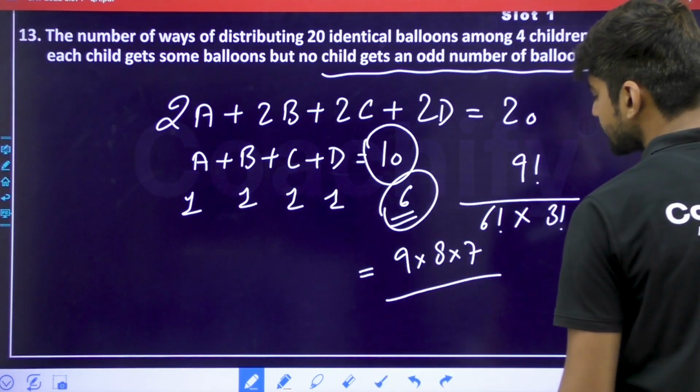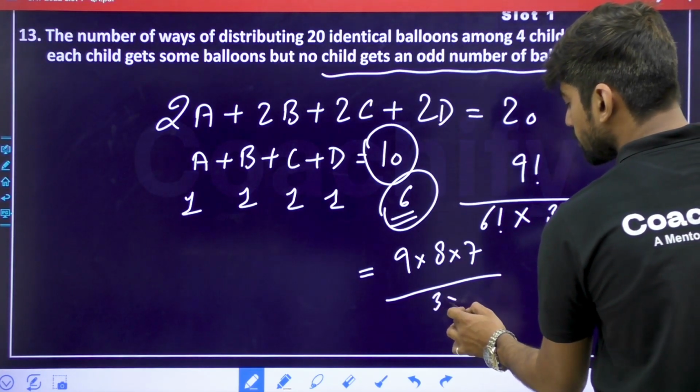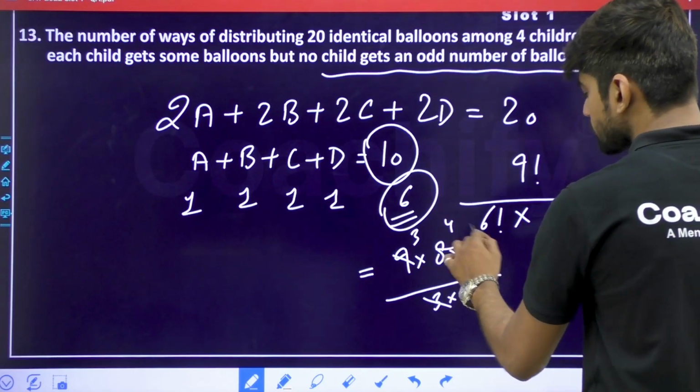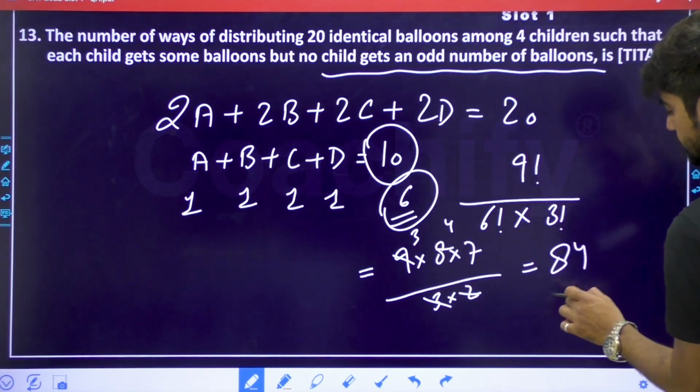6 factorial will cancel out. This becomes 3 into 2. This is giving me 3. This is giving me 4. So 21 into 4, the answer is 84.